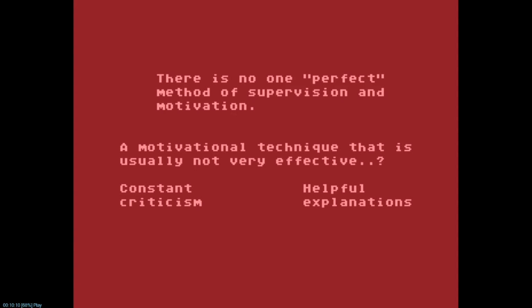It may be clear to you by now that there is no one perfect method of supervision and motivation. Which of these cases shows a motivational technique that is usually not very effective in the long run?